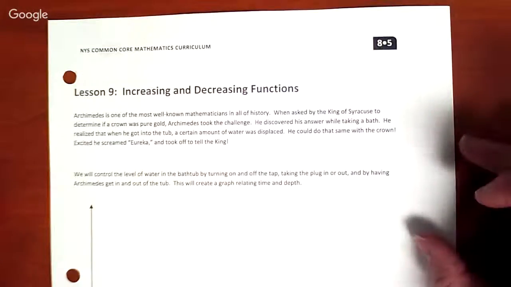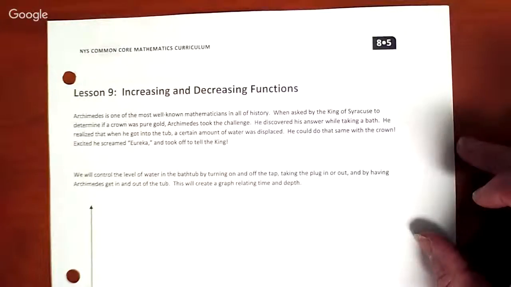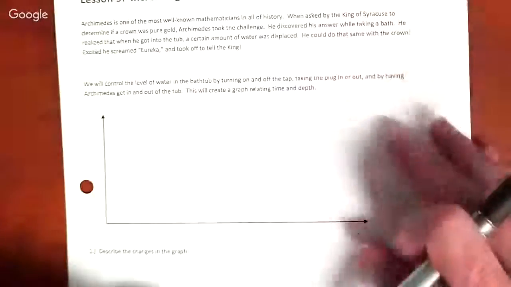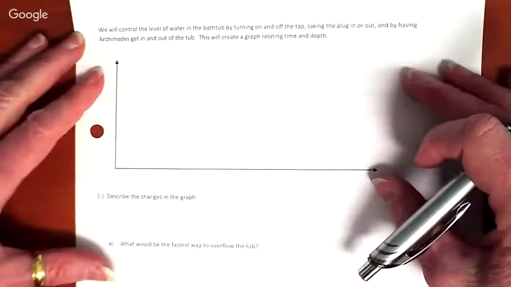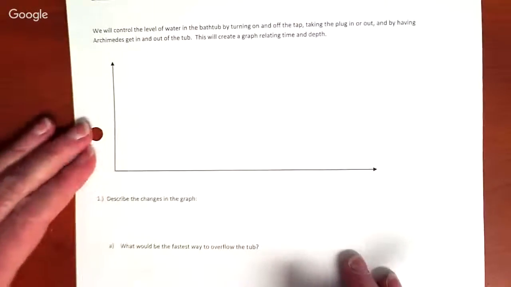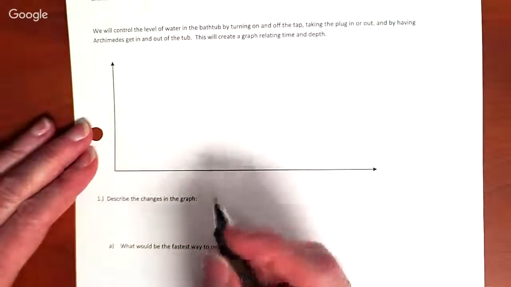We will control the level of water in the bathtub by turning on and off the tap, taking the plug in or out, and by having Archimedes get in and out of the tub. This will create a graph relating time and depth. As we do this, we're going to describe the changes in the graph. The first thing we're going to do is turn on the water.